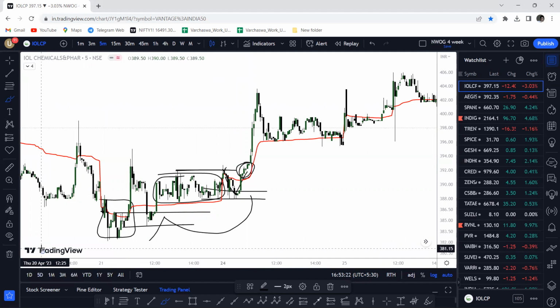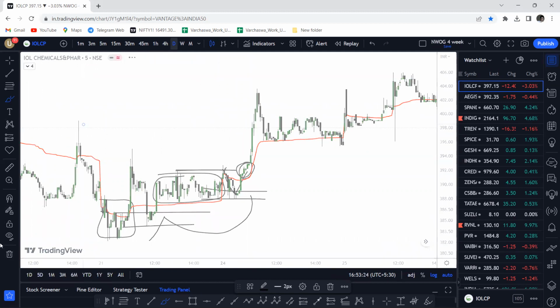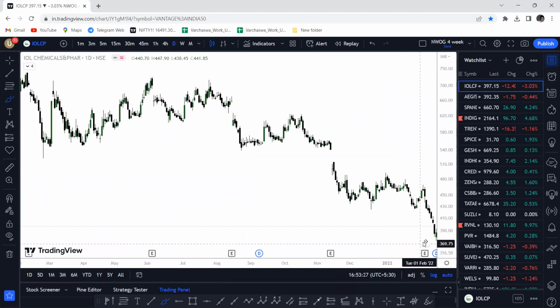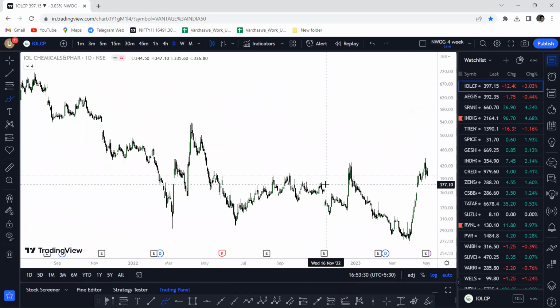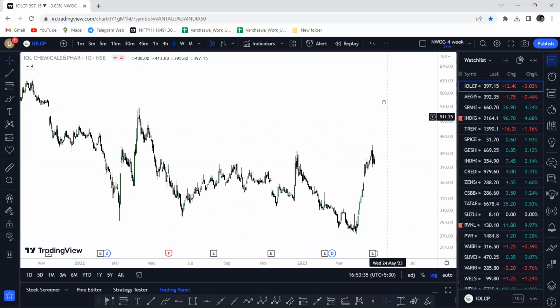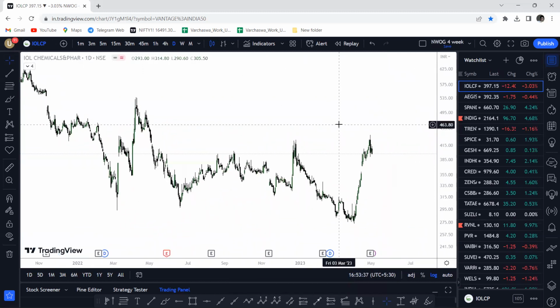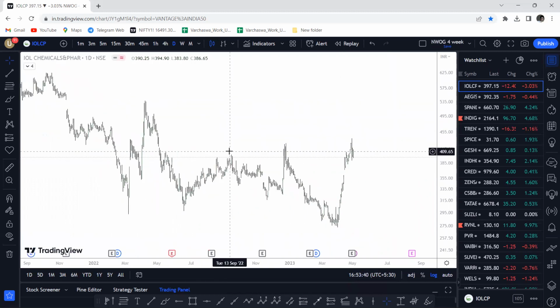However, this is a very small time frame structure. Your structure, your trades or your build-up should start from the daily time frame. So you need to identify structures on the daily time frame and then trade those structures. So how do we do that? In this case, I cannot identify anything.